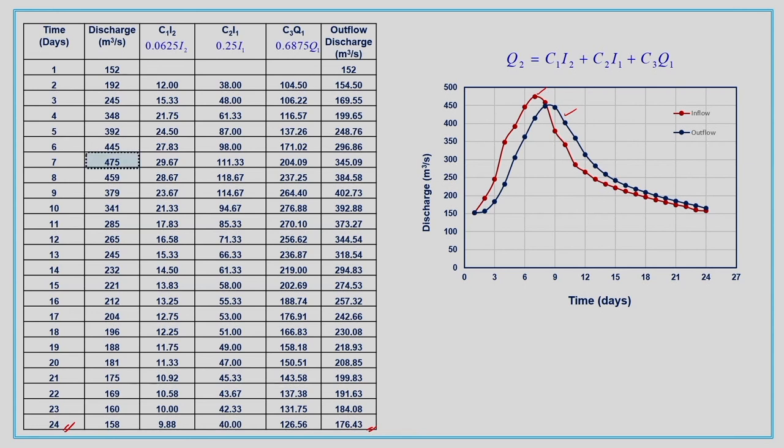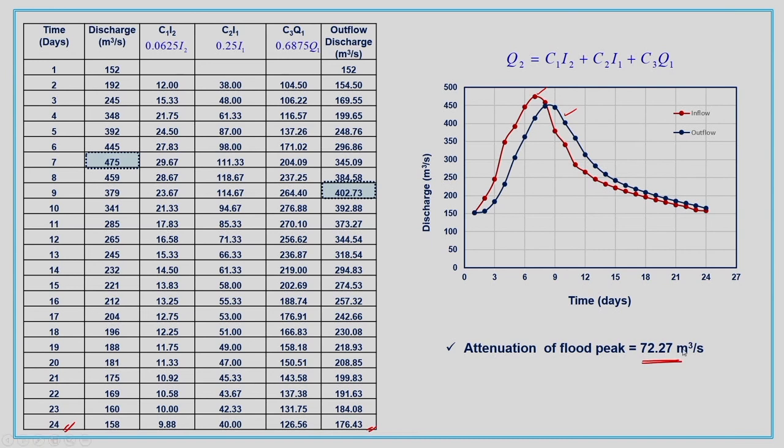The peak of the inflow hydrograph is 475 meter cube per second, and the peak in the case of outflow hydrograph is 402.73. You can compare these two values. Inflow hydrograph peak is 475 meter cube per second and outflow hydrograph peak is 402.73 meter cube per second. The difference between them, or the reduction in the peak value from inflow to outflow, is considered as the attenuation of the discharge value. So, the attenuation of flood peak is calculated as 72.27 meter cube per second.